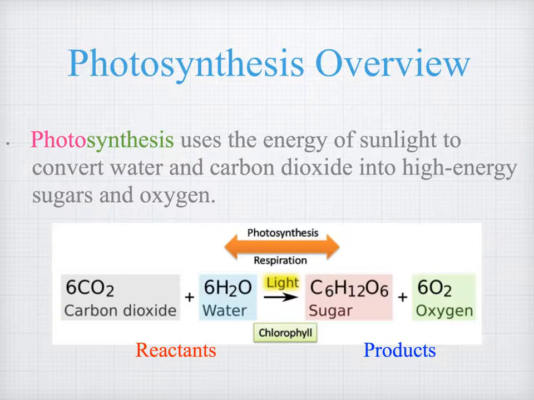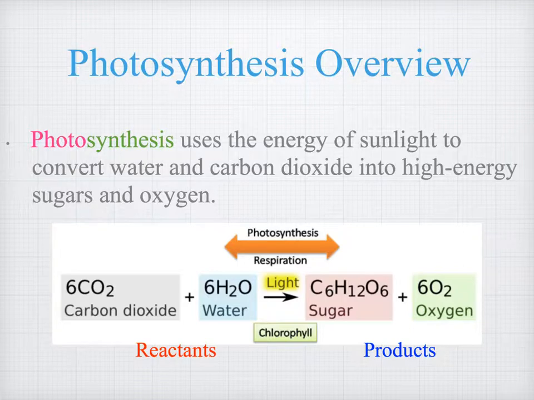This equation is one that you're going to have to memorize. But once you know this equation, you also know the equation for cellular respiration, because photosynthesis and cellular respiration are kind of like the opposites of one another. The reactants for photosynthesis would be the products for cellular respiration. And that's why you see the arrow going in both directions.